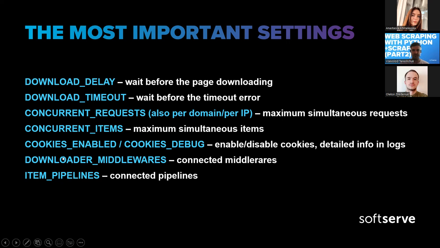Downloader middlewares sets up connected middlewares. Middlewares is a special mechanism that can process requests additionally. It will be reviewed later in this presentation. So you enable and set up the middlewares using these settings. The next is item pipelines, it's the same as downloader middlewares. You turn them on using these settings. Pipelines will also be reviewed later in this presentation.